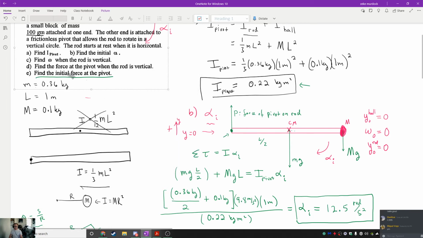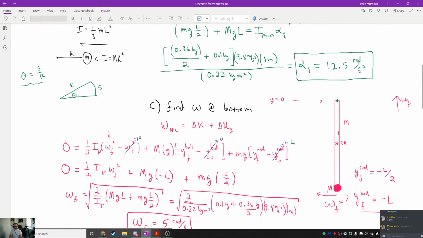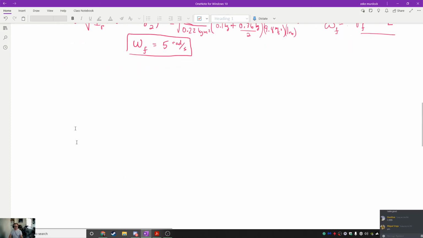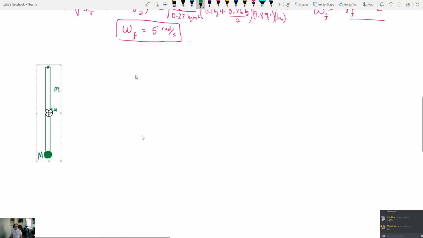Okay, so find the force at the pivot when the rod is vertical. So let's come down to our picture right here for when the rod is vertical. Let's copy that down to here. Now we're on, this is part D, right? Let's get a different color for this too. Let's go back to full screen. So this is part D.